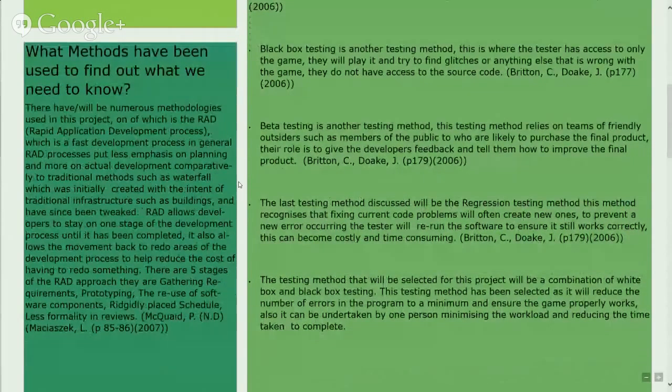The testing method that has been selected for this project is a combination of white and black box testing. These methods have been selected as they will reduce the number of errors in the program to a minimum and ensure the game works properly. Also, it can be undertaken by one person, minimizing the workload. Had the audience for this game been bigger and the game been available online, beta testing would have been selected. Due to the audience being so small, beta testing is not a viable option.